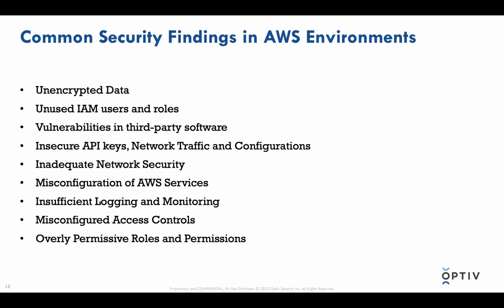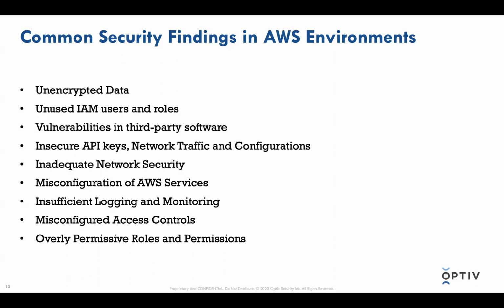Another significant finding is the presence of unencrypted data. Failing to encrypt sensitive data puts it at risk of being accessed by unauthorized parties. Implementing encryption measures both for data at rest and in transit is crucial to safeguard sensitive information from potential threats. Unused IAM users and roles within the environment were also identified. These unused accounts and roles can become an entry point for attackers if not properly managed. It is recommended to regularly review and remove any unnecessary or unused IAM entities to mitigate potential risk.